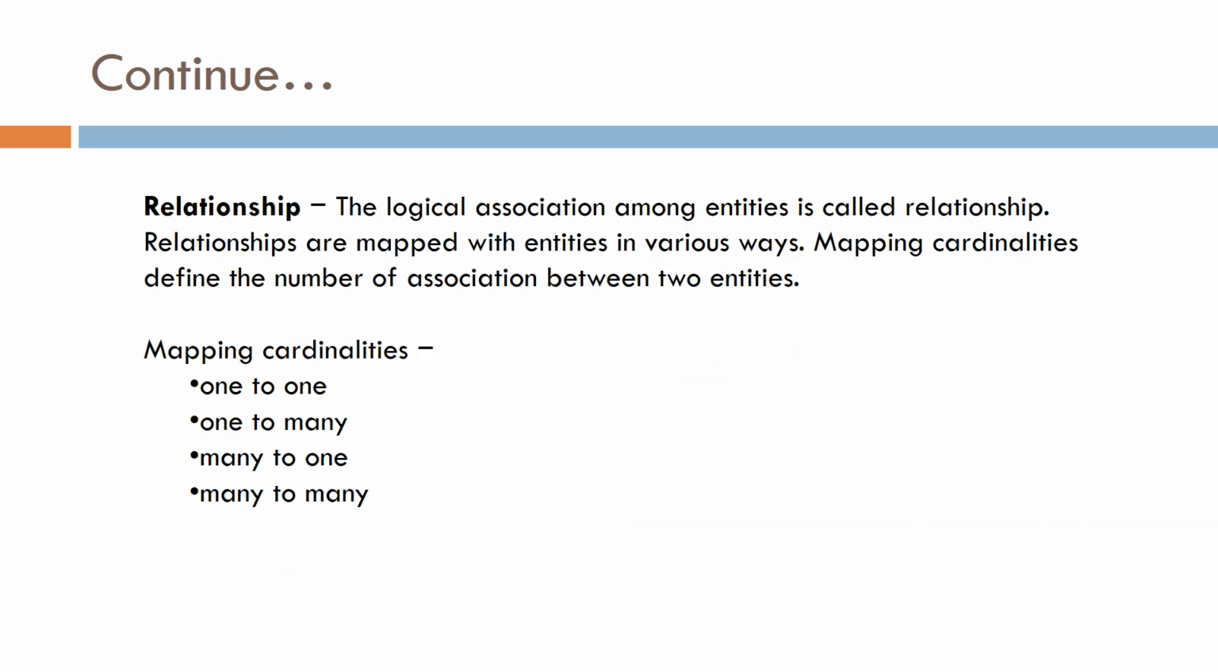Relationship. The logical association among entities is called relationship. Relationships are mapped with entities in various ways. Mapping cardinalities define the number of association between two entities, and the mapping cardinalities are 1 to 1, 1 to many, many to one, or many to many.